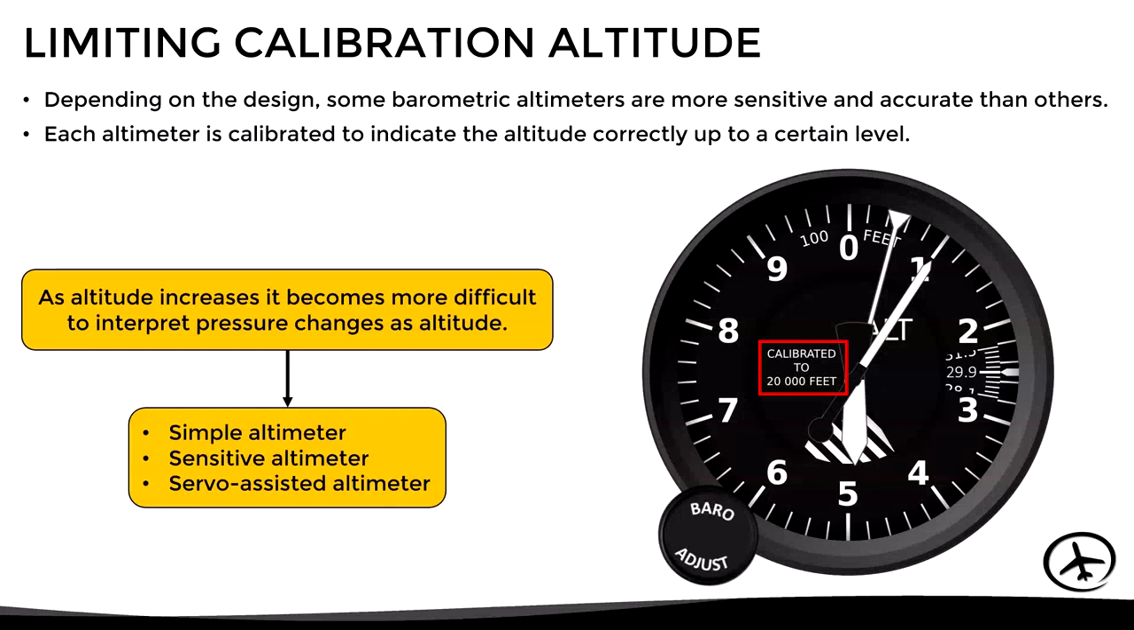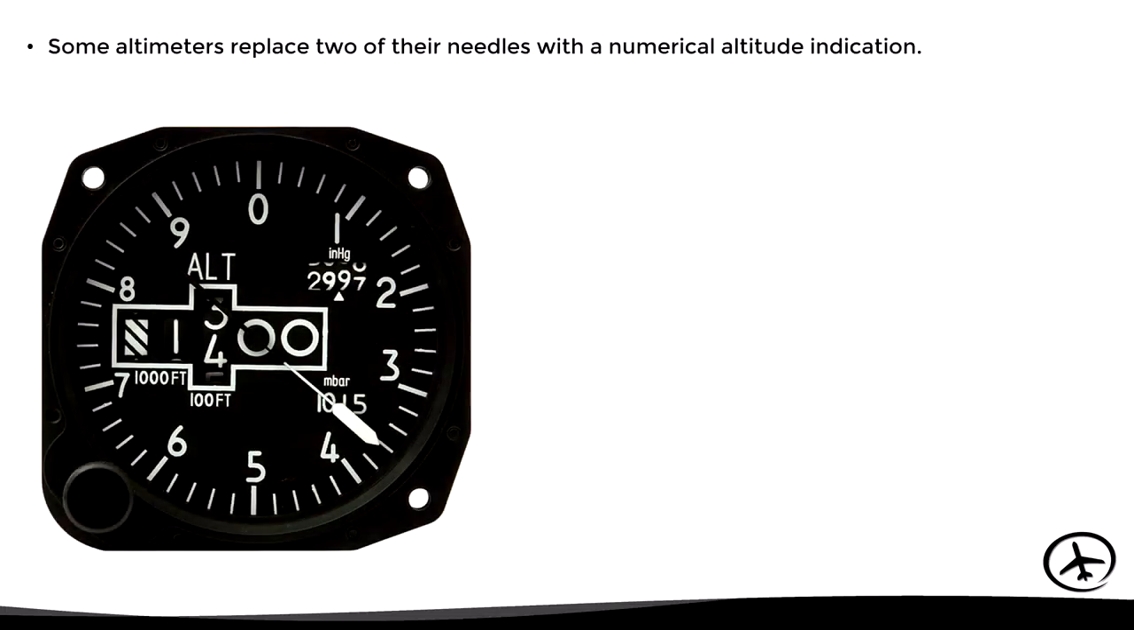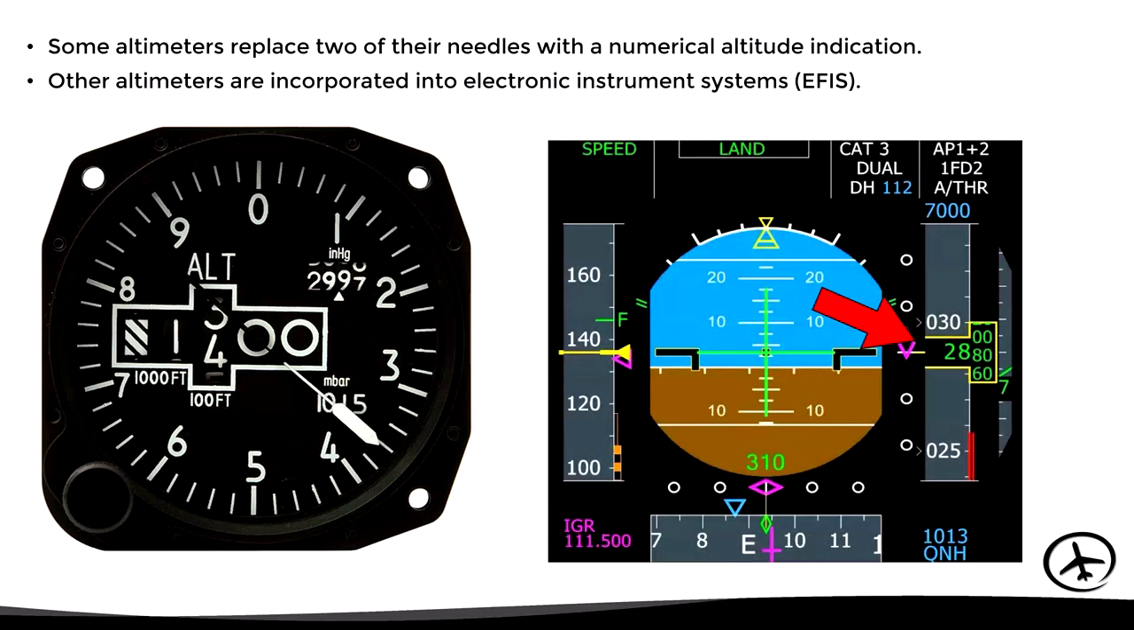Now, there are also different types of instrument presentations. Some altimeters replace two of its needles for a numeric altitude indication, as we can see in the picture. And some others are adapted and incorporated into digital presentations of the electronic flight instrument system.